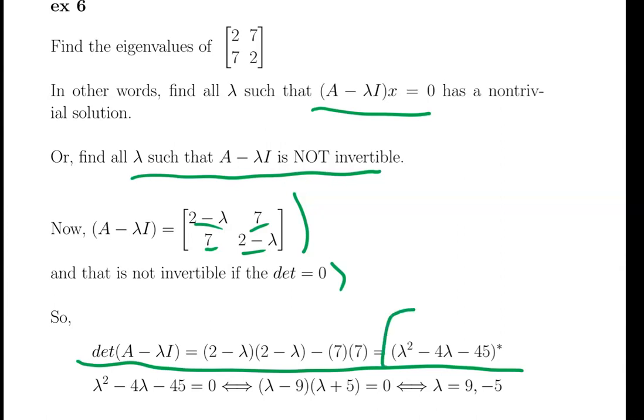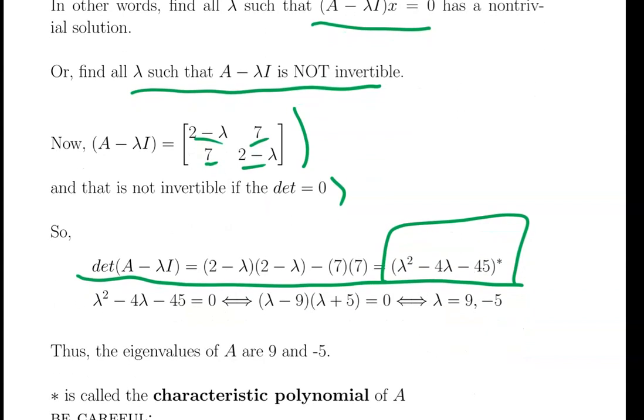And notice that I get a quadratic equation, right? That's what's starred here. Specifically, I want to know when the determinant is 0, so that factors very nicely. You're welcome. And it turns out lambda equals 9 and minus 5. So the eigenvalues of this matrix A are 9 and minus 5. This thing here, which is starred, is called the characteristic polynomial. Okay, so the characteristic polynomial will yield the eigenvalues. They're the zeros of the characteristic polynomial.